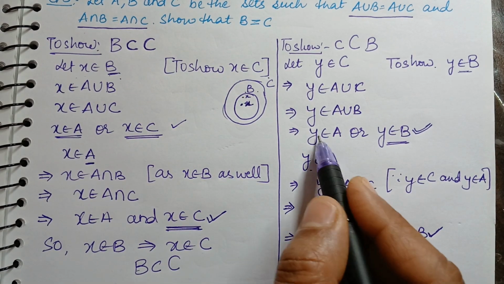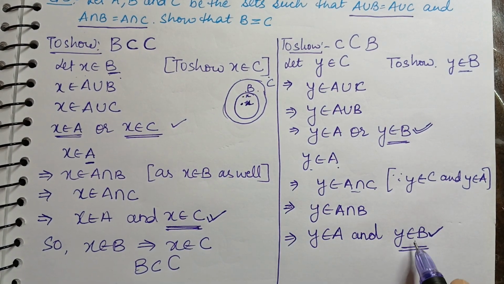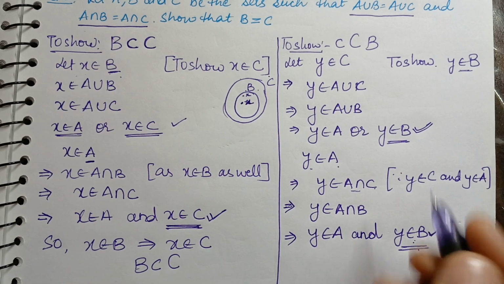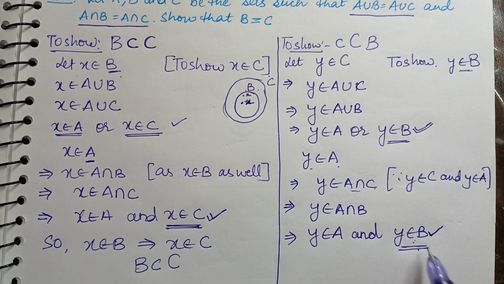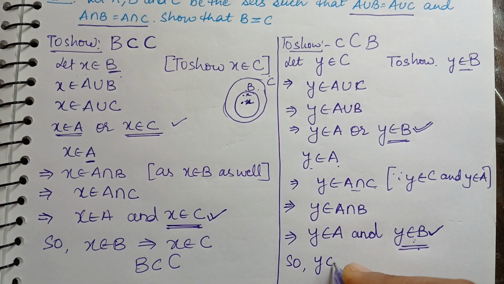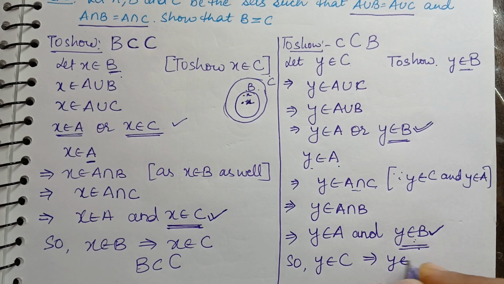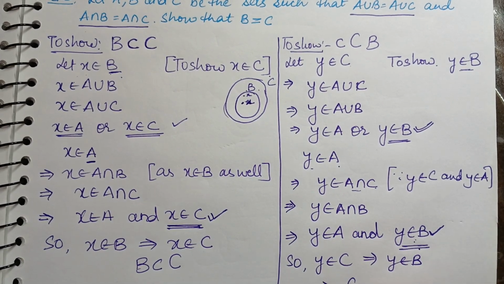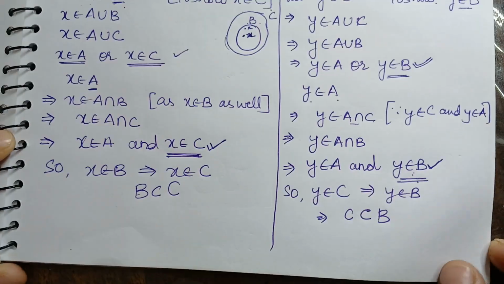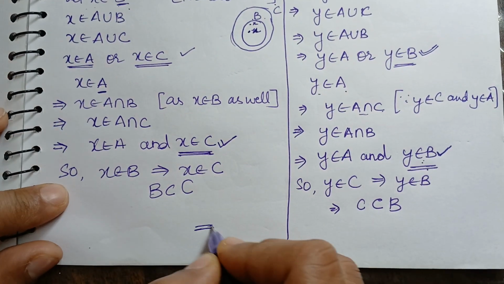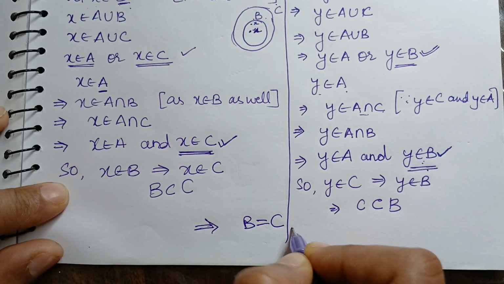We started with Y belongs to A and we reached Y belongs to B. So Y belongs to C implies Y belongs to B. What does it mean? C is contained in B. Now B is contained in C and C is contained in B. What does it mean? It means that B is equal to C.